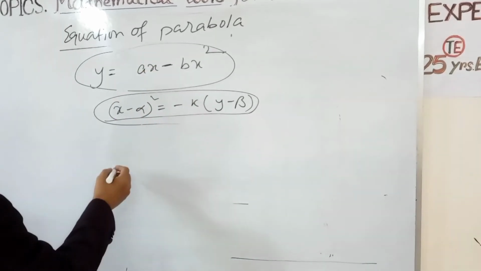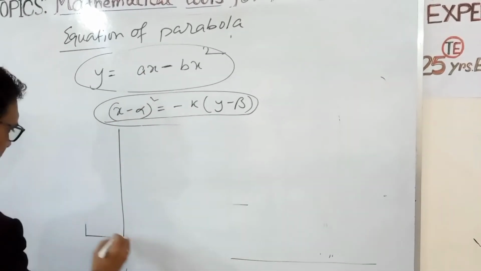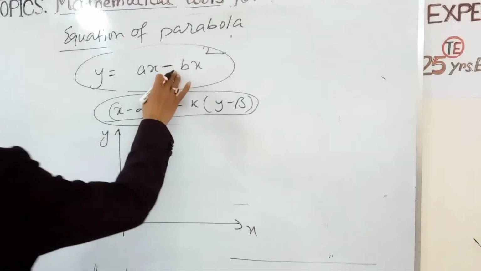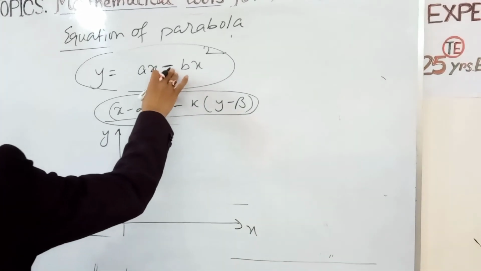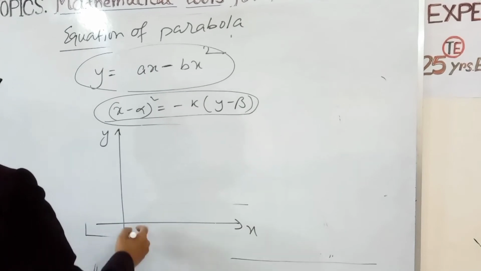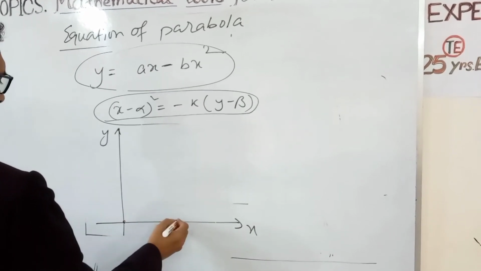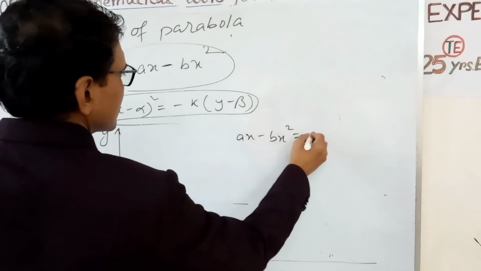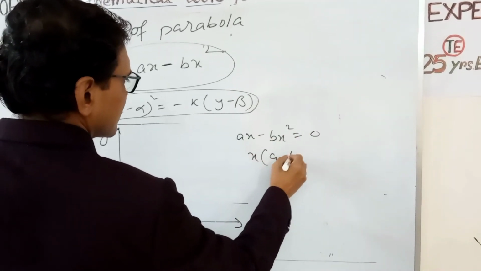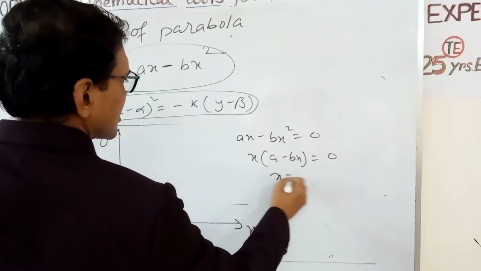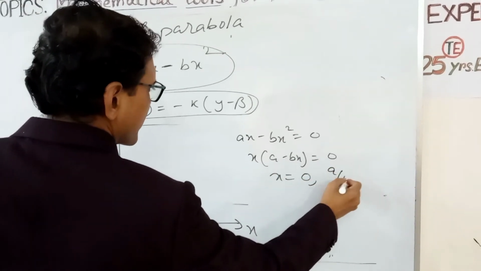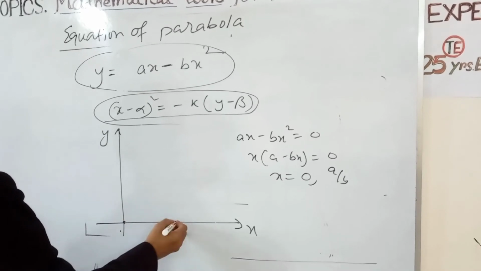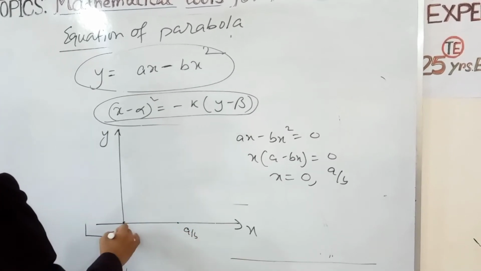One method is present. First, this is the x-axis, this is the y-axis. First, find where the curve cuts the x-axis, that is, the two points where the curve cuts. One point is 0 and another point is a by b.